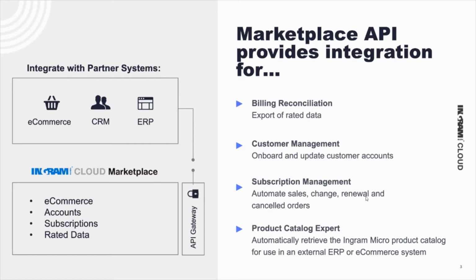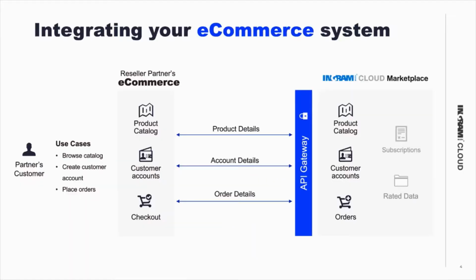Let's see the main use cases of our partners. So the first one could be an e-commerce platform. Your company might have its own e-commerce platform and you want to sell Ingram Cloud Marketplace products without logging into our platform or making your end customers do it. With the API, you will be able to get all our catalog information, like the prices, the availability of each product, and then transfer all that data to your e-commerce platform.